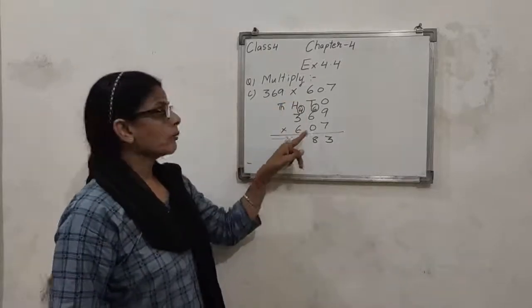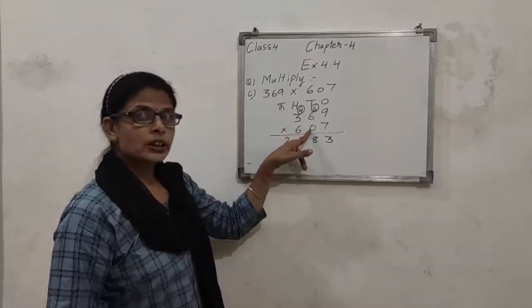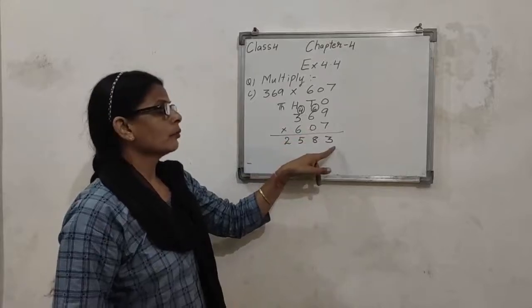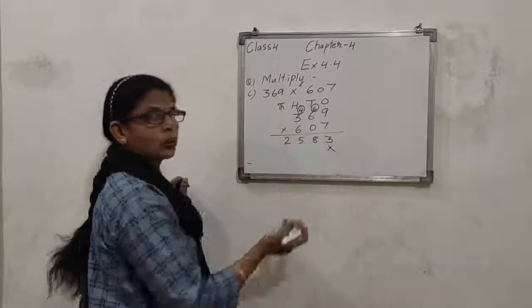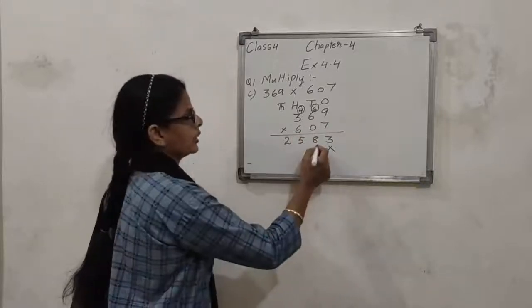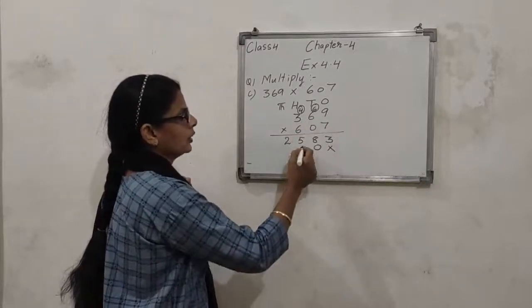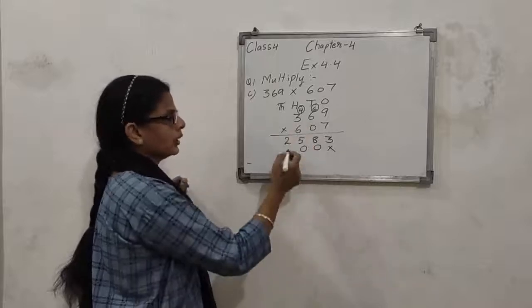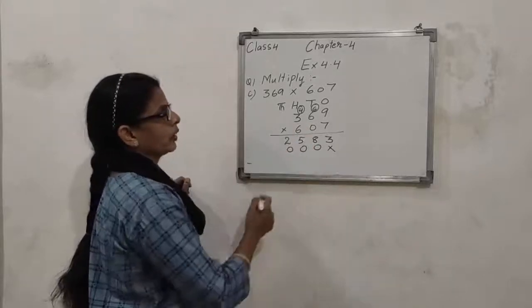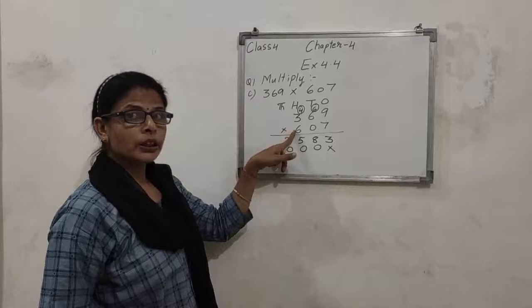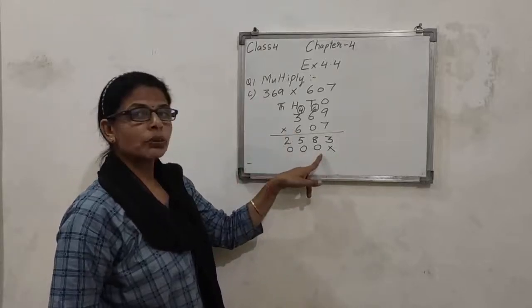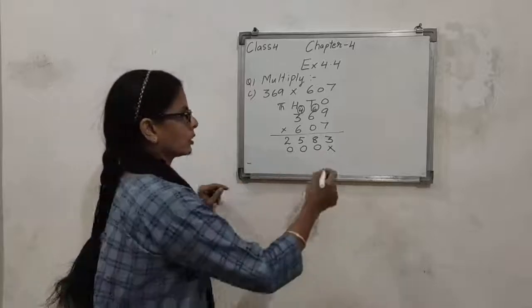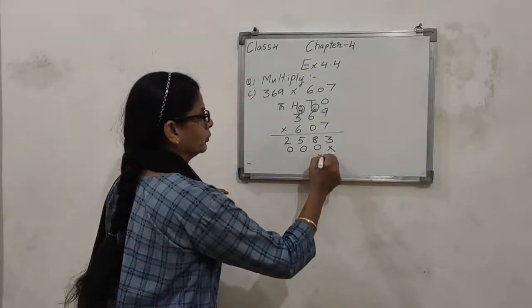Now we have to multiply by the tens place. Tens place is 0. So ones place will be replaced by cross or 0. 0 9s are, yes, 0 only. 0 6s are 0. 0 3s are 0 only. Now we have to multiply by the 100 place. What is the 100 place? 6. So ones and the tens place will be replaced by cross or 0.